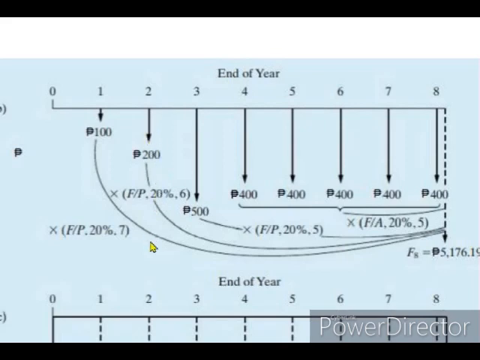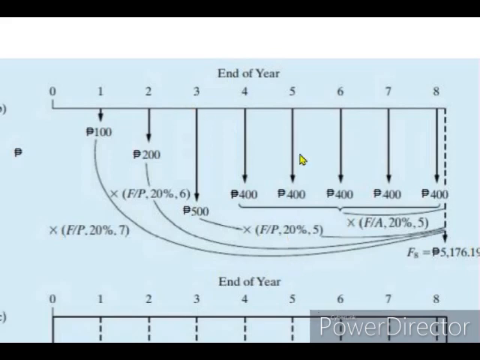Gagamitin mo din yung formula. Tapos, pansin nyo to, halimbawa ito 7, kasi mula sa 1, 7 na lang periods hanggang 8. Ito naman, mula kay 2, 6 periods na lang papuntang kay 8. Ito naman, 5 periods naman pag sa 3. So, ganoon din yung formula niya.